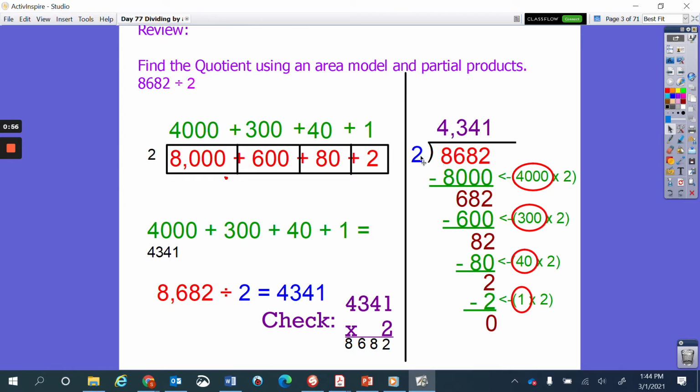We see we pulled out the 8, so 8,000 divided by 2 is 4,000. Then we have our 682 left over. I can pull out that 600, 300 groups of 2. And then I subtract and bring down, I have 82. I can bring out 40 groups of 2, which is 80. Subtract, we get 2, 1 group of 2, which is 2, with 0 remainder. And we're putting all these partial quotients together, getting 4,341 as our final quotient.